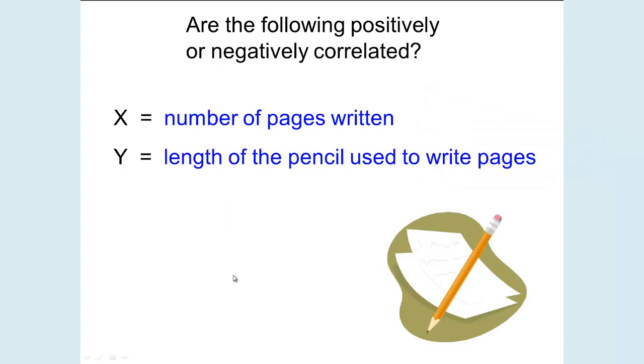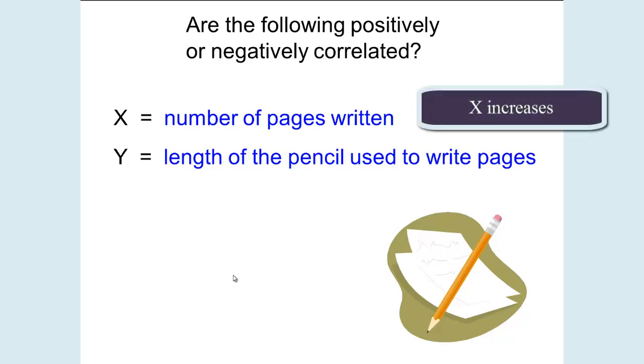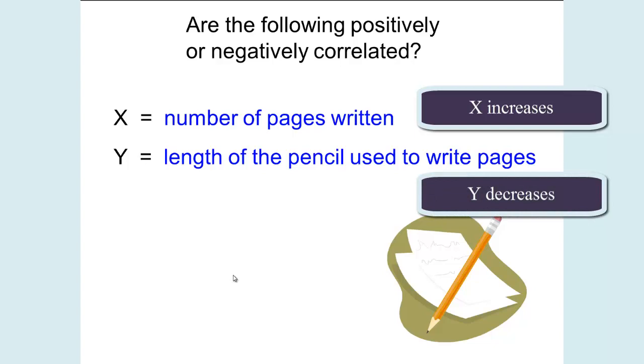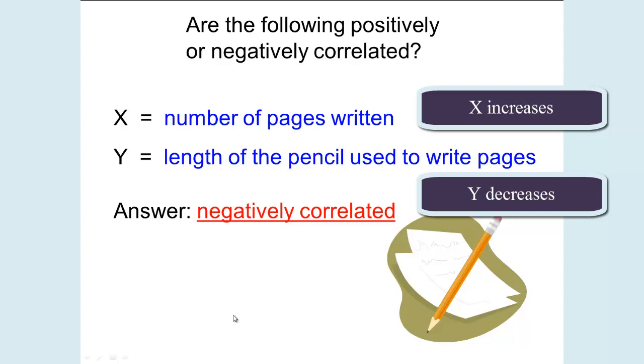Okay, next situation. Are the following positively or negatively correlated? X is the number of pages written. Y is the length of the pencil used to write the pages. So does the number of pages written increase? What's going on with the length of the pencil? Well, as the number of pages written increases, the length of the pencil would decrease. Increase, decrease are opposite. Therefore, they are negatively correlated because they're moving in opposite directions.